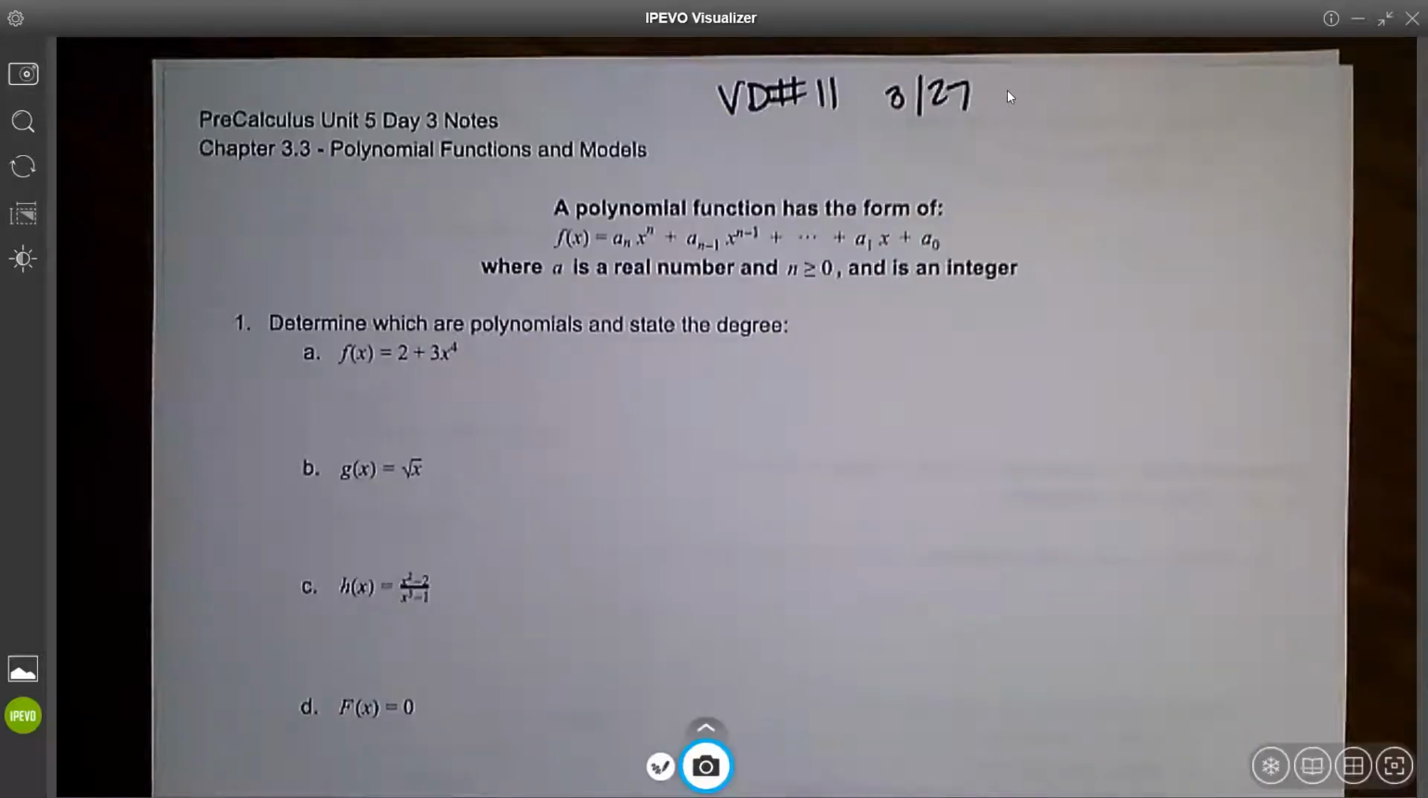All right, guys, it's virtual day number 11, Friday, March 27th. We're starting with one a day now. We're doing chapter 3.3, polynomial functions and models. Make sure you're keeping up with your practice and homework.